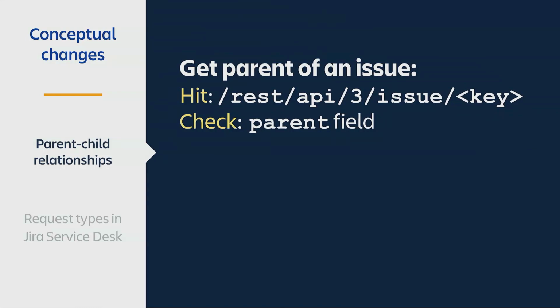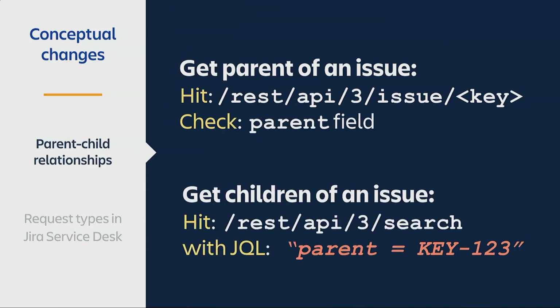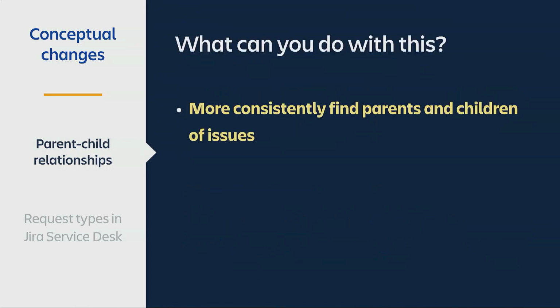So get the issue fields from the issue endpoint, have a look at parent. If you want to find the children, just do a JQL search for parent equals issue key. So what's the benefit of all this? You can more consistently find parents and children of issues within a NextGen project.